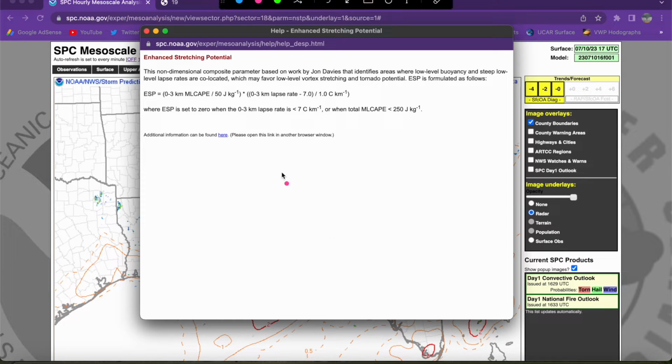So here's the equation for it. It's basically a product of the 0 to 3 kilometer CAPE and the 0 to 3 kilometer lapse rates. And of course, we're normalizing it to get rid of those units and make the values a little bit more workable. So again, as we talked about, the 0 to 3 kilometer CAPE, or 3CAPE, and those low-level lapse rates really modulate how efficiently any spin at the surface is going to be stretched by those updrafts into the vertical. So when the enhanced stretching potential is higher, generally again greater than 1, that means you have areas where that stretching potential is going to be much more maximized versus areas that are less than 1.